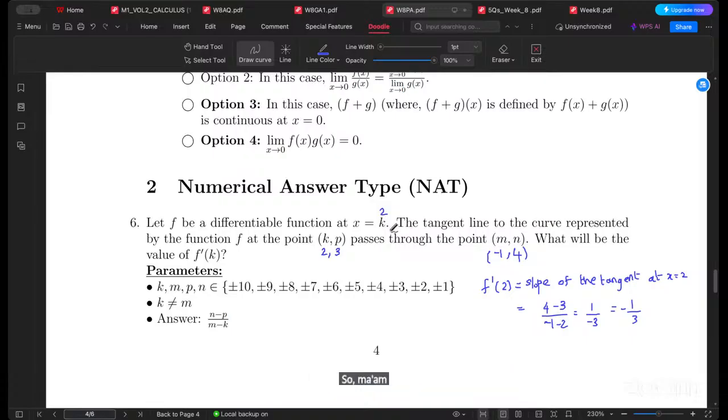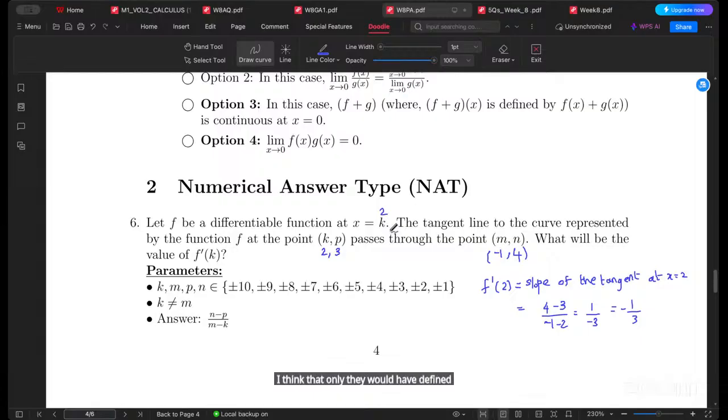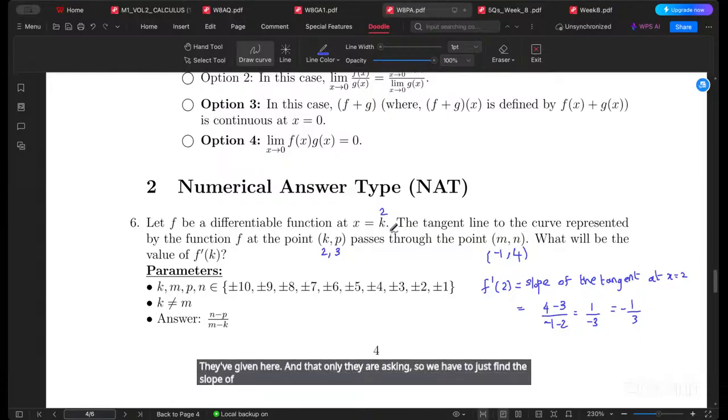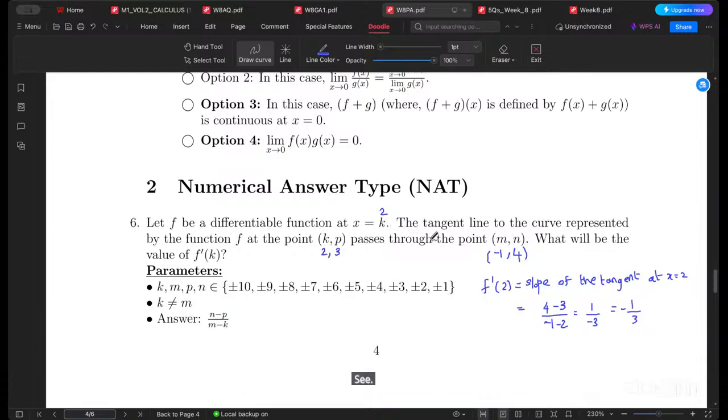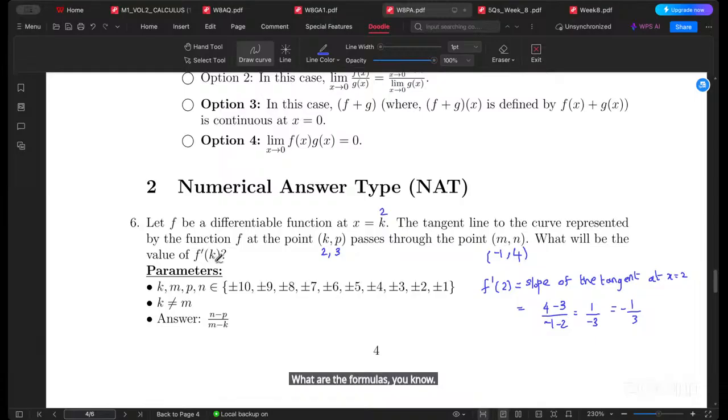So, ma'am, to do these kinds of questions, whatever differentiation value they are asking, I think they would have defined it at the beginning, like it's differentiable at x equal to 2, they've given here. And that only they are asking, so we have to just find the slope of the tangent. Yes. See, what is the information given to you? Based on that, you should use the formulas which you know. So if the information is based on the tangent, then you should think about what formulas you know for finding the derivative using the tangent. That's how you need to think. Okay? Okay, ma'am. Fine.